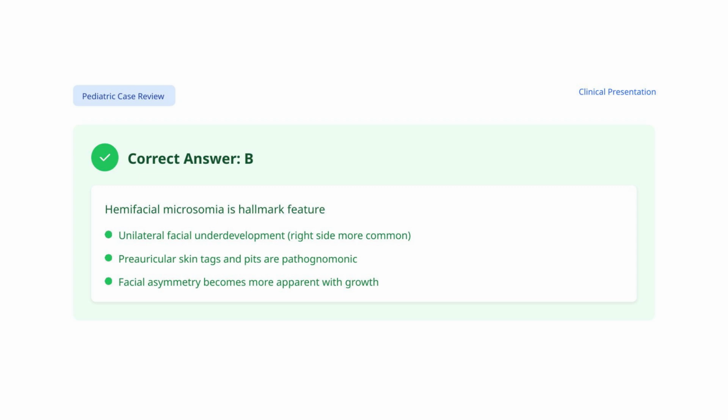Hemifacial microsomia with preauricular skin tags represents the hallmark presentation of Goldenhar syndrome. This condition features unilateral facial underdevelopment, typically affecting the right side more commonly. Preauricular skin tags and pits are pathognomonic findings. Facial asymmetry typically becomes more apparent as the child grows and develops.